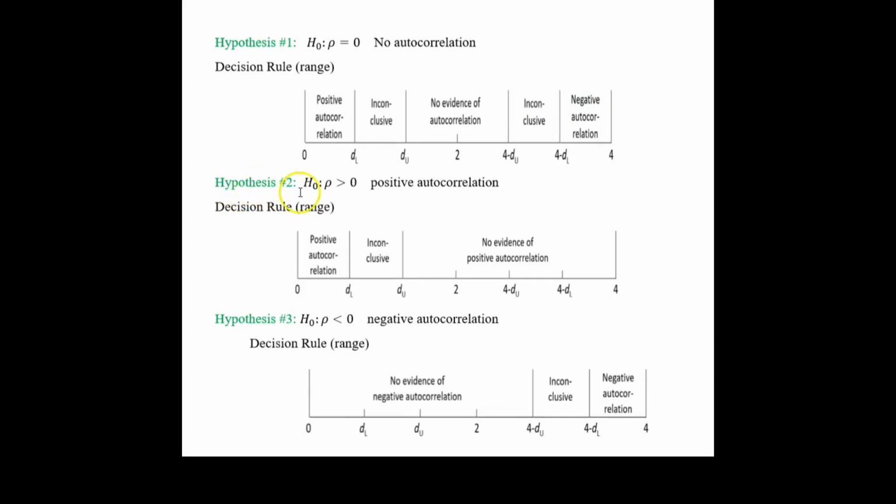Hypothesis number 2, the autocorrelation is positive. For this one, we have 3 decision regions. Between 0 and the DL is positive autocorrelation, then inconclusive, and no evidence of positive autocorrelation. And hypothesis 3 is opposite of hypothesis 2, so negative autocorrelation. From 0 to 4 minus DL is no evidence, and between is called inconclusive. The last one is negative autocorrelation.